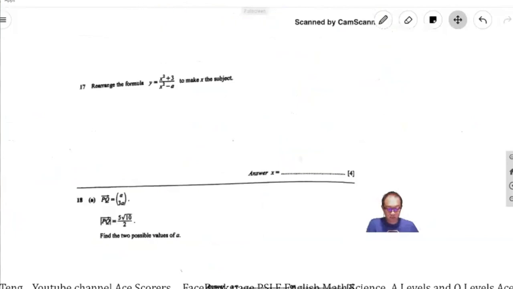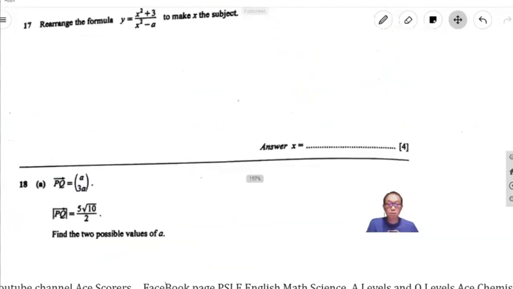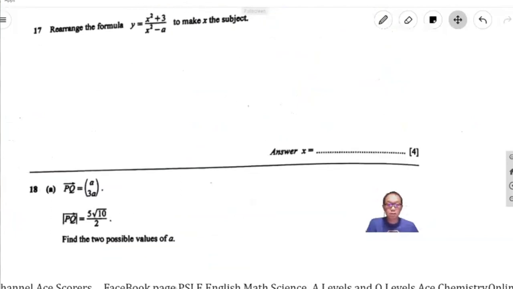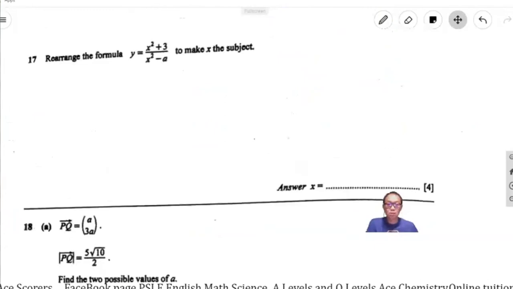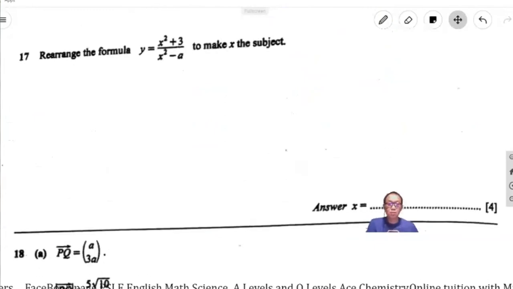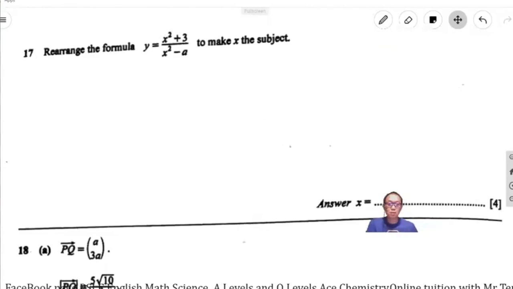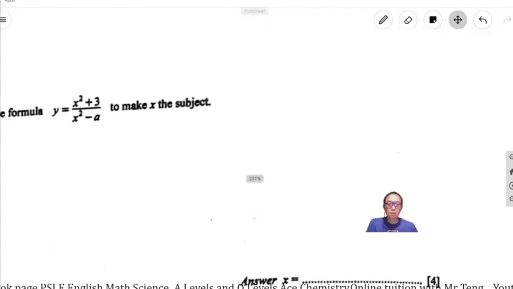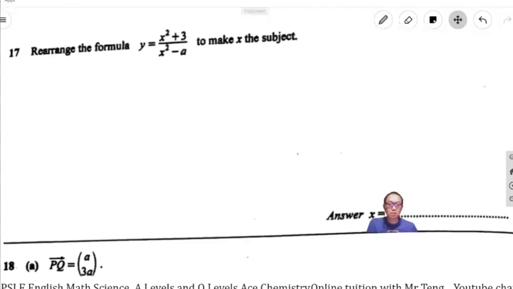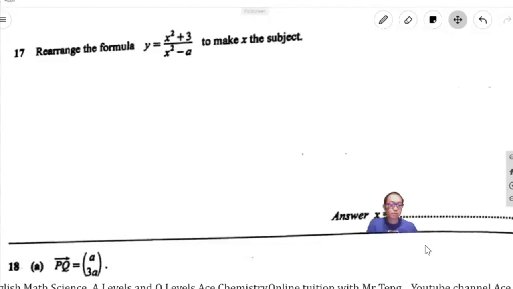Okay. So this should be quite easy. Vector don't do, right? So we just do question 17. Wow, another 4 marks. Why are they so... generous or not? Okay, let's take a look.